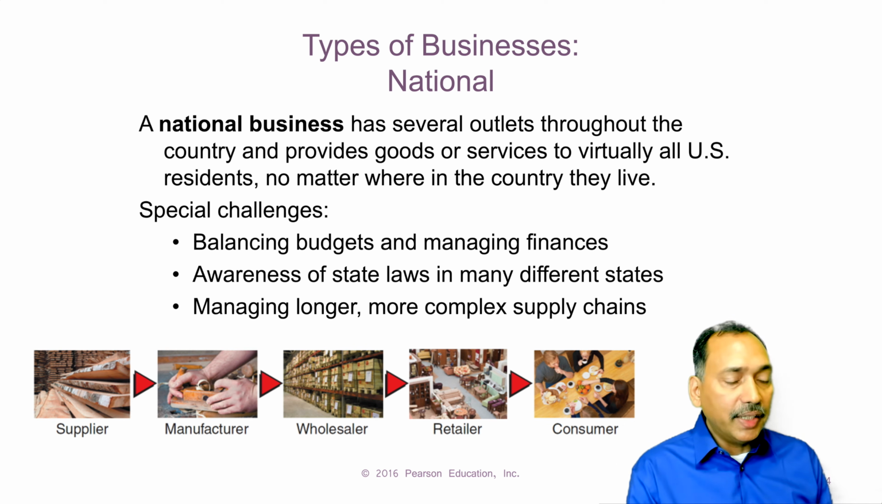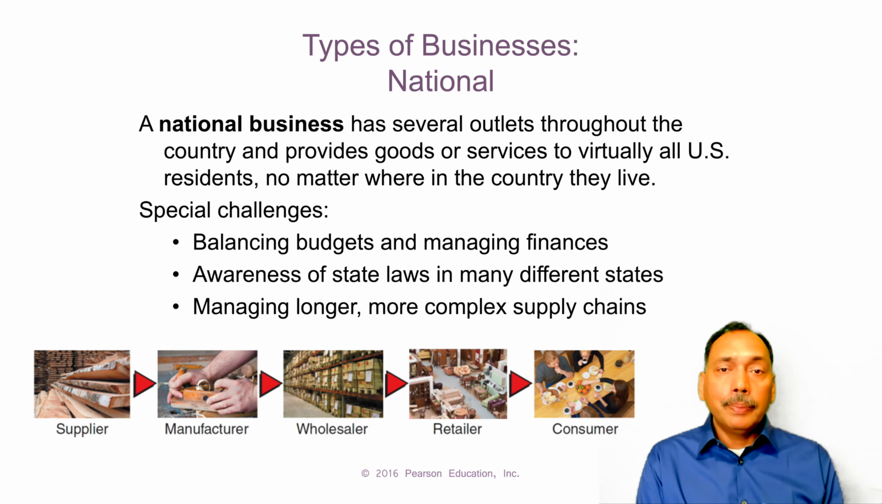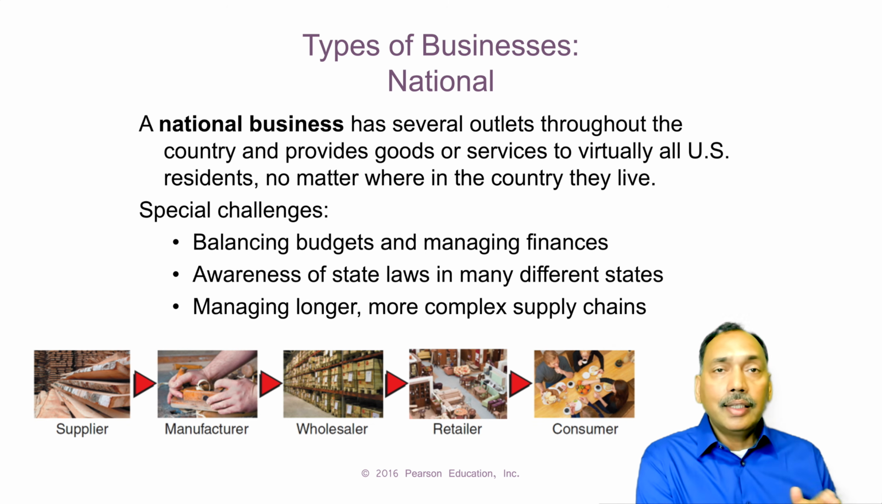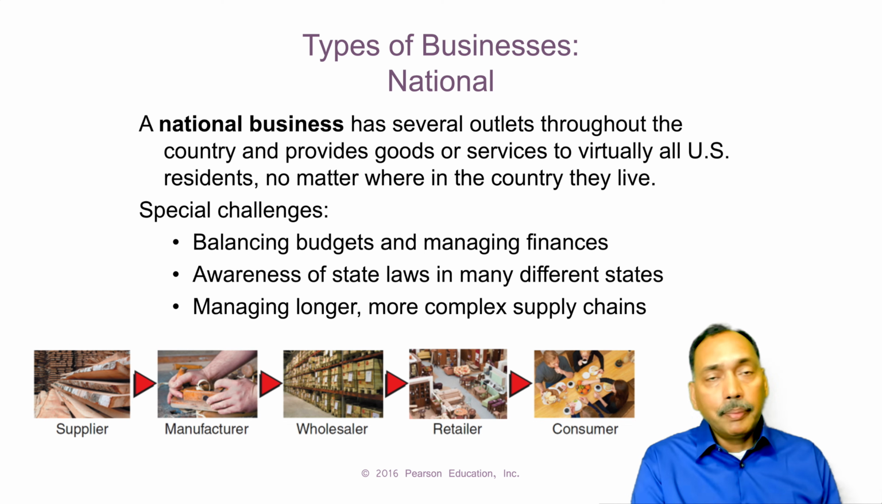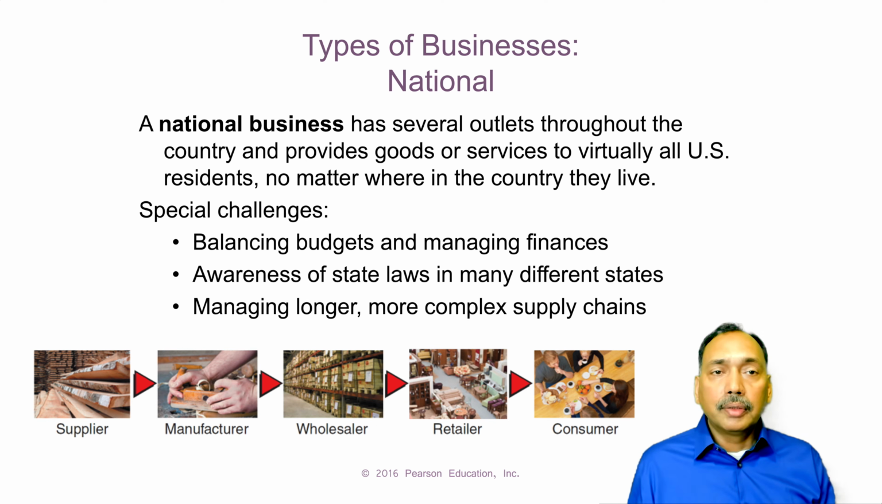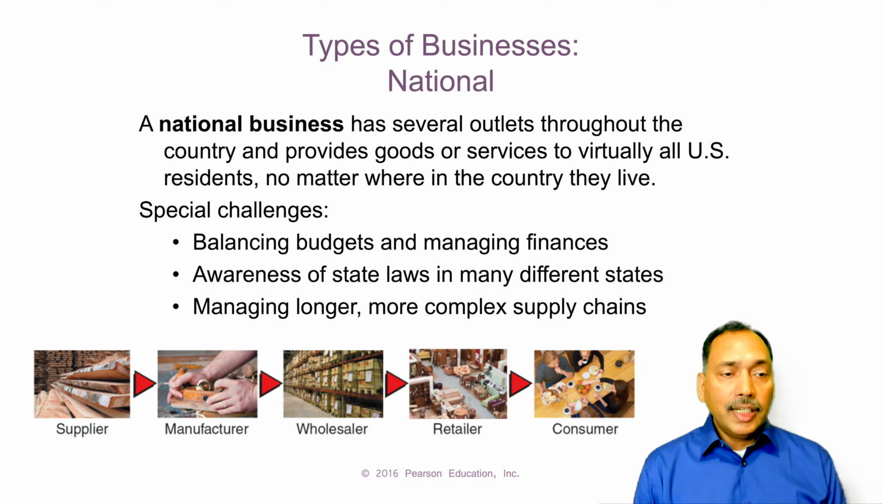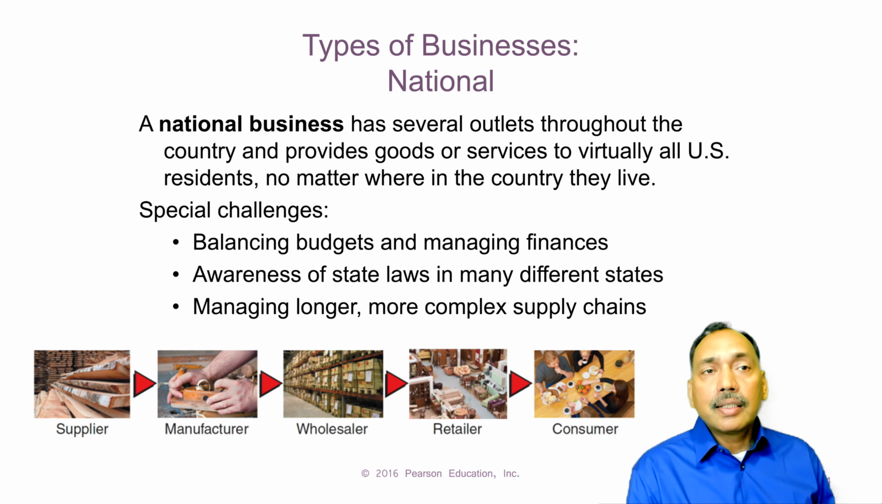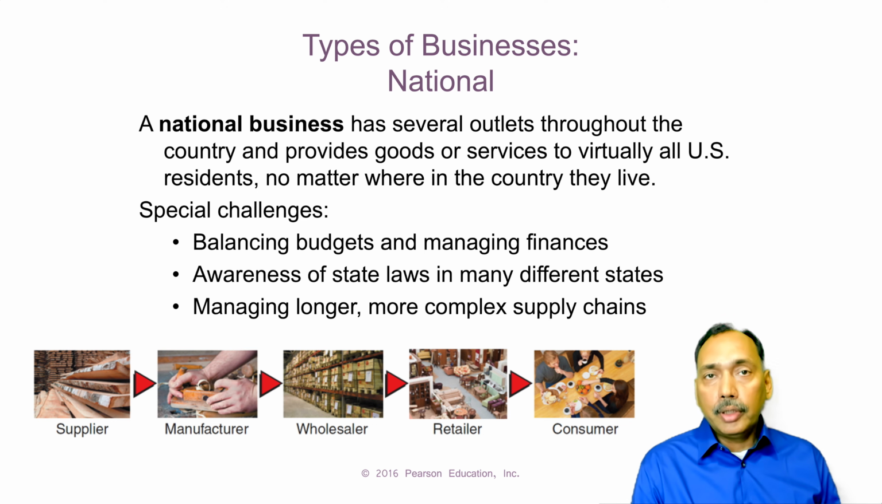complex supply chain. A supply chain typically starts with the supplier, and then you have the manufacturer where goods are produced, and then they are sent to a wholesaler. From the wholesaler it may go to a retailer like Walmart or Target, and then finally it goes to a consumer. So there is a long supply chain, and managing that long and complex supply chain becomes very important.